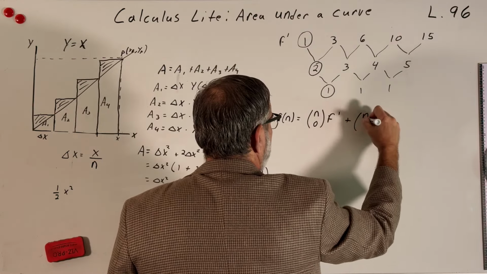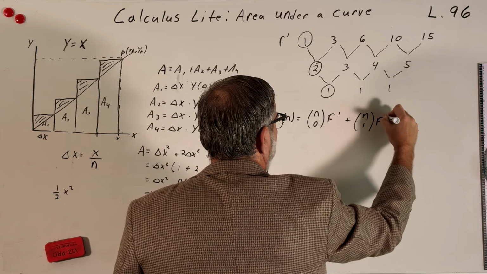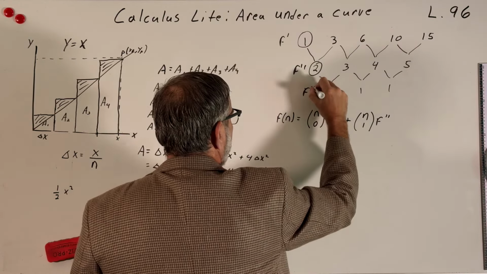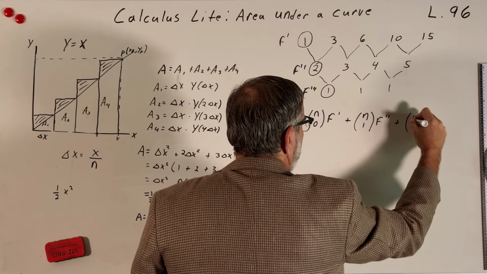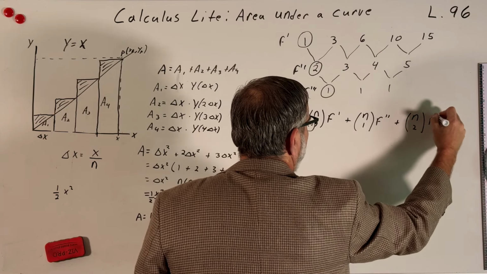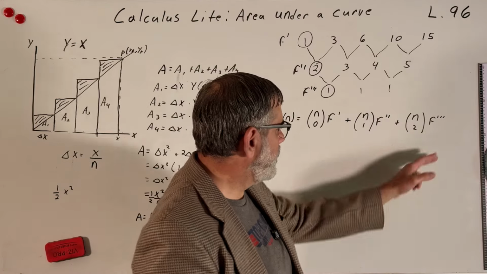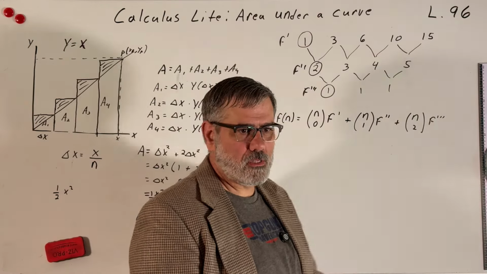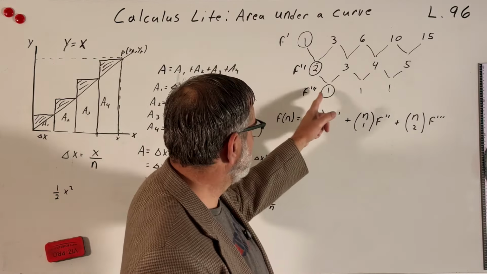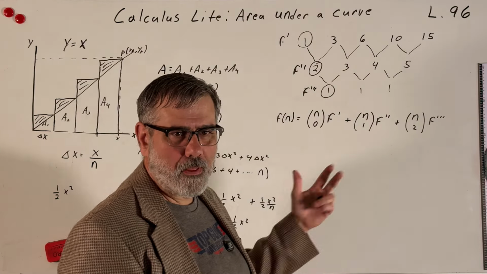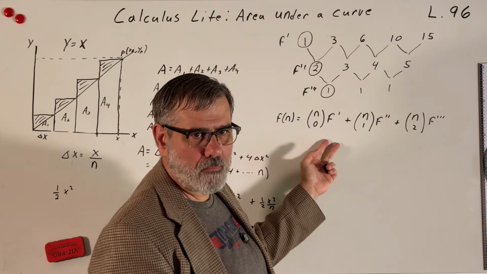Plus n choose 1 of f double prime, where this term here is going to be our f double prime, and this will be our f triple prime, plus n choose 2 of f triple prime. And the next term down would be 0, so that would cause this to truncate. That's why it's important that this terminate. So once this stops changing, you get a constant value, right? That's like the last term in this series that we're going to get, right?